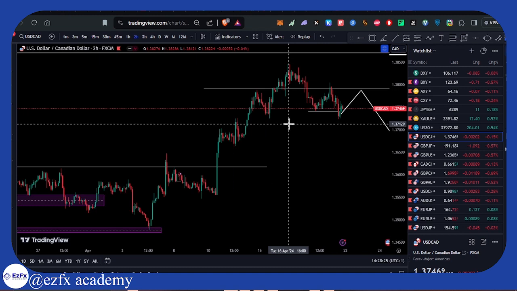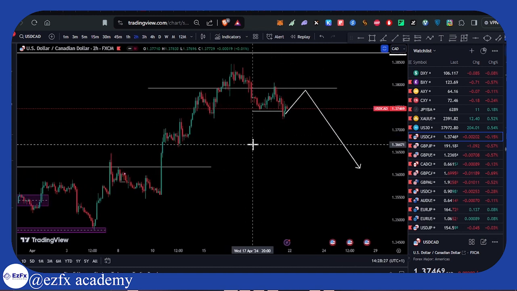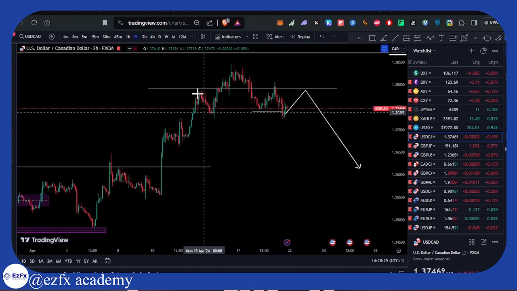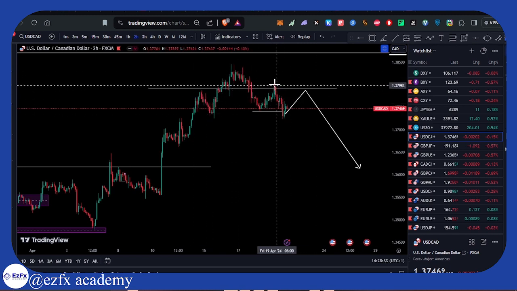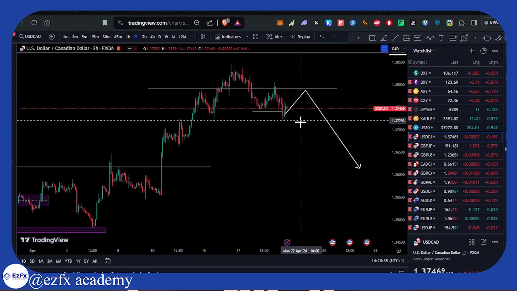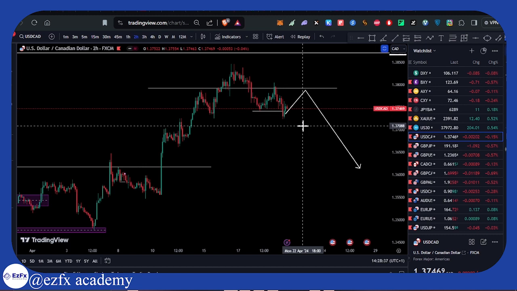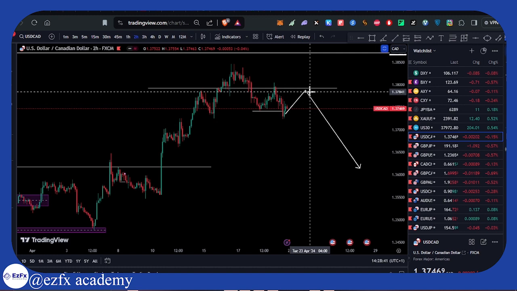If you look at what we have here, it somehow looks like a head and shoulders pattern: left shoulder, head, right shoulder. But I want to be very watchful. It's very likely that we will still get to see price push up a little bit.